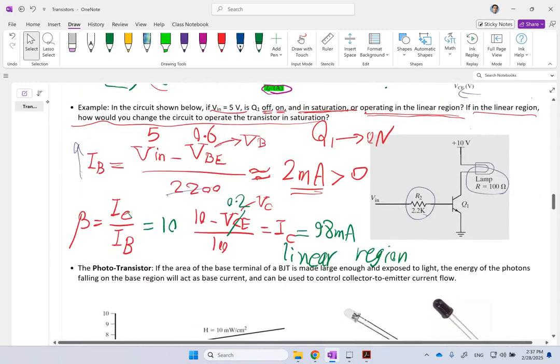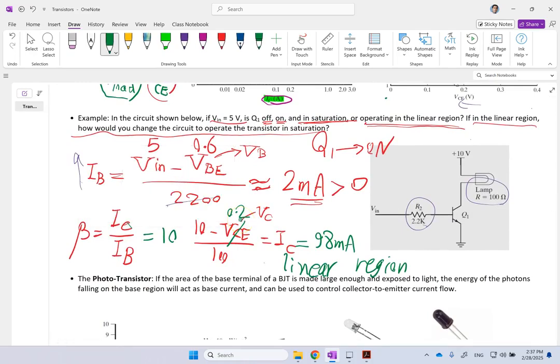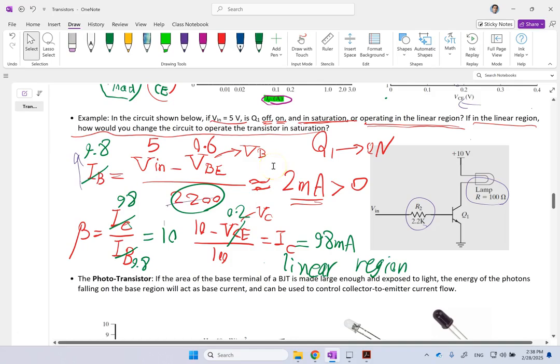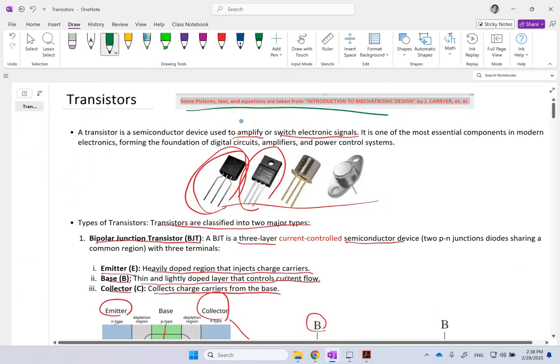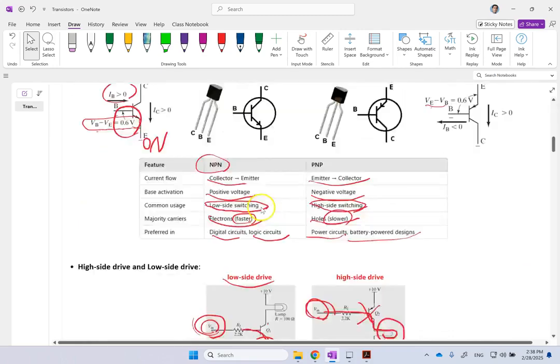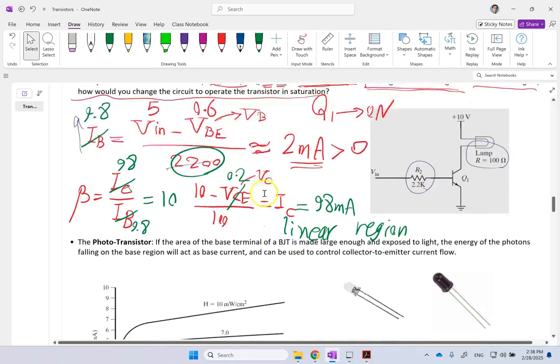Now, if that's 10 and that 0.2 is good and everything, and this 98 is good, your IB should be about 9.8. And if this is about 9.8 and you plug in 9.8 here, you see that this 2200 should be quite a bit smaller. Now, if you look at the book that I'm using, my reference, which is the reference I'm using all the time, this mechatronics book, you see that the number is a little bit different.